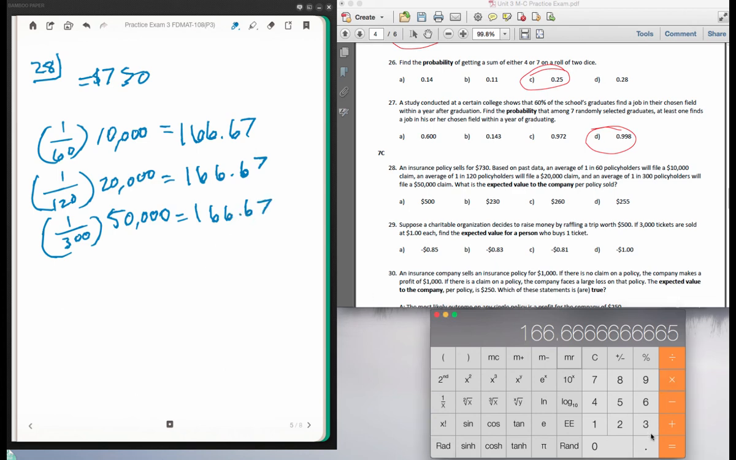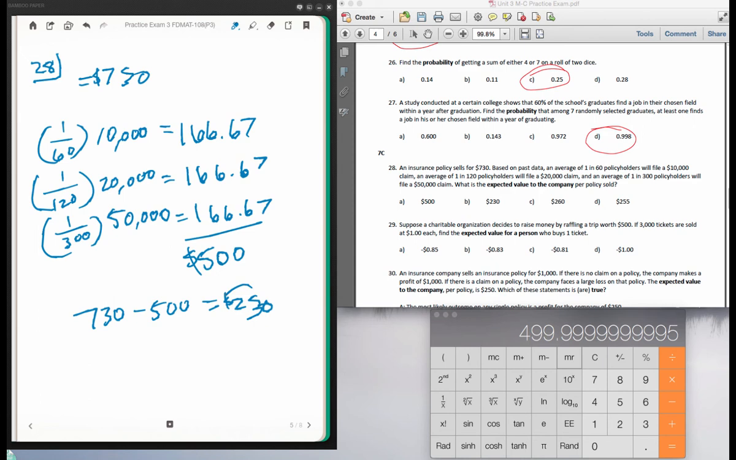So I'm just going to multiply this one by 3. So we're losing about $500. So if I add those up together, we lose about $500, okay, on each of those. Now remember, the expected value is how much we make, so we have to take the 730 minus the 500. So 730 minus 500 would give us our expected value that we make off of our insurance policies, $230, or B.